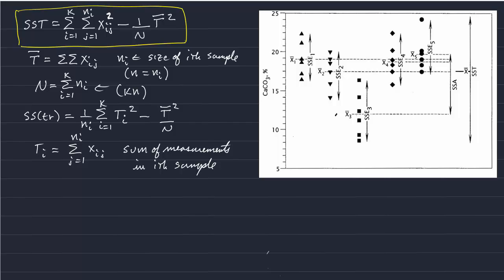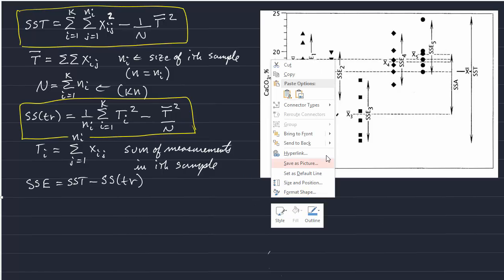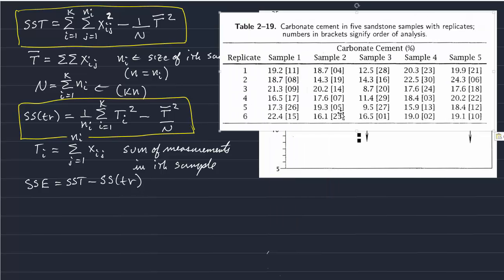Okay, so that's a good way to compute SSTR, the sum of squares due to the differences among the sample means, and then the sum of squares within each sample is simply SST minus SSTR.